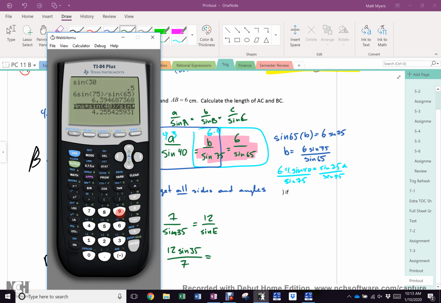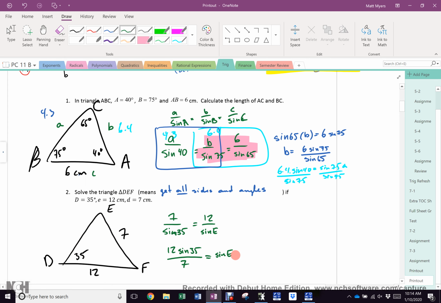Turn my calculator on, clear it off, stop it, piece of garbage, stop. 12 sine 35 divided by 7. Is that an angle? Thank you, Preston. That equals sine E. Is the decimal, isn't it? 0.983. Do I want sine E or do I want E?